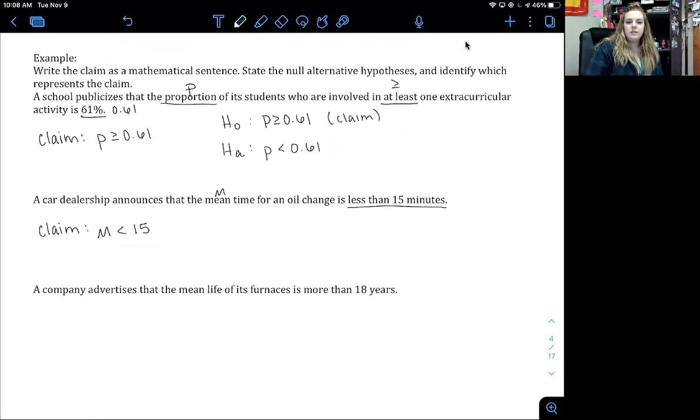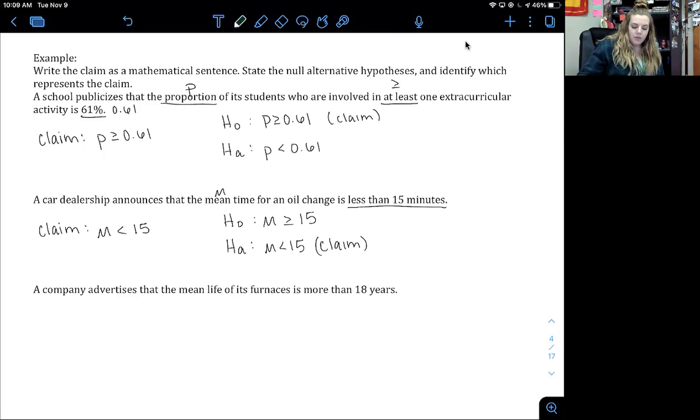Okay, so now we need to look at it. Does that represent a null hypothesis of equality or an alternative hypothesis of inequality? Since there's no equal sign, that tells us that it's going to be our alternative hypothesis. Mu is less than 15, which is our claim. And then state your null hypothesis. So it's still going to be mu and 15, and the complement of less than is greater than or equal to.